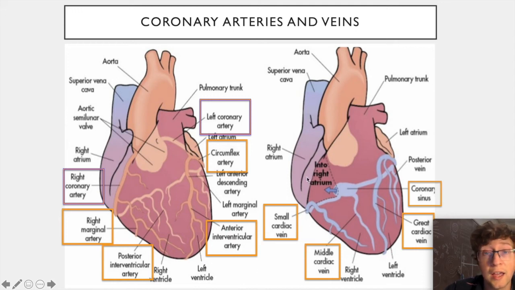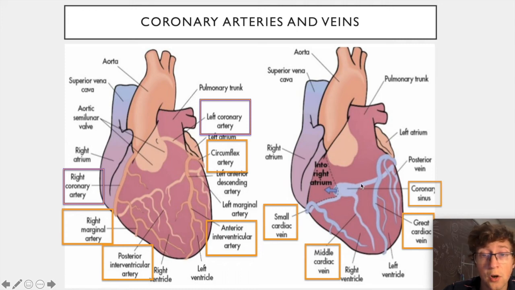So then, as the blood becomes deoxygenated, it needs to be returned to the right atrium so that it can re-enter circulation and become oxygenated. So there is the major vein running down the anterior side of the heart. This is the great cardiac vein that will be running side by side with the anterior interventricular artery. There is the small cardiac vein. This will be running right down the side where the right marginal artery is found. And then there is the middle cardiac vein running right along the posterior interventricular artery.